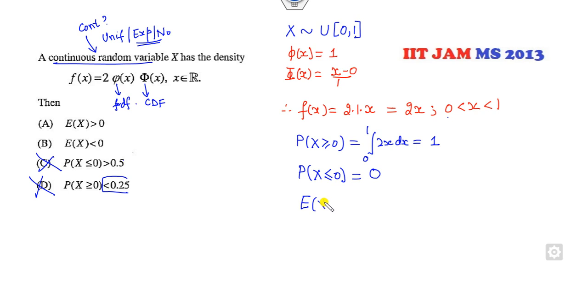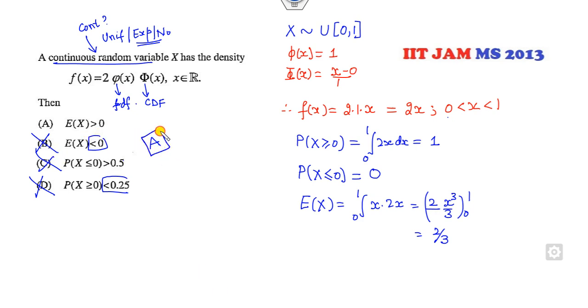What is the mean of this? So mean is x into f(x) over the domain 0 to 1. So 2 is common, x square integrates to x cube over 3, from 0 to 1. So what is the right answer of this? 2 over 3, but he said less than 0. So this option is cancelled. Only option A, which is left behind, is the right answer of the problem.